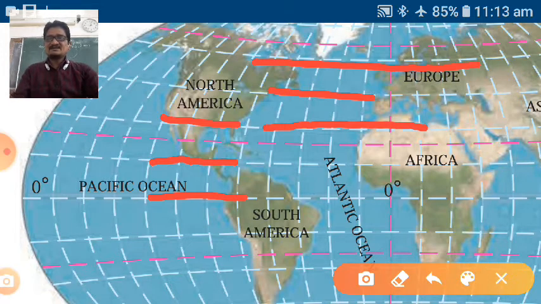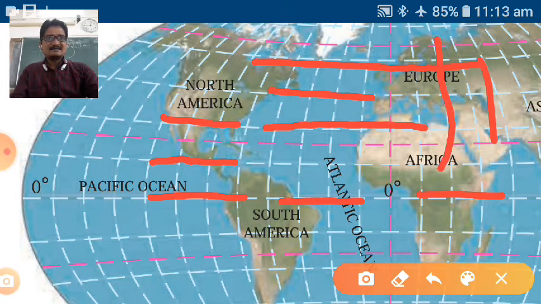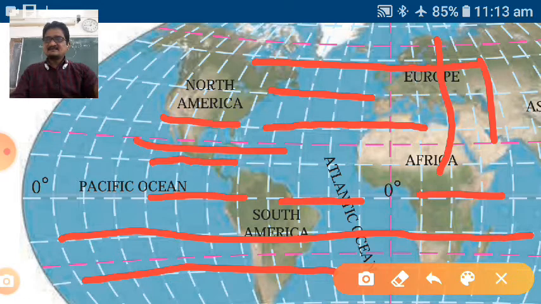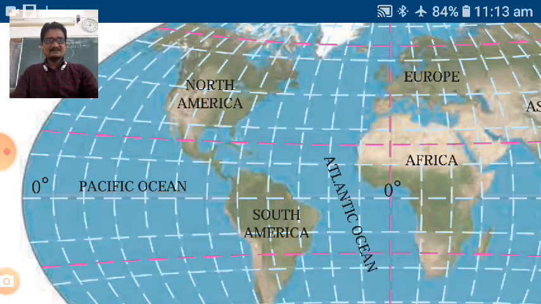Did you just notice that? These are vertical lines, okay? But these horizontal lines are called latitudes. Horizontal lines drawn on the globe are called latitudes. Then what is the next question?